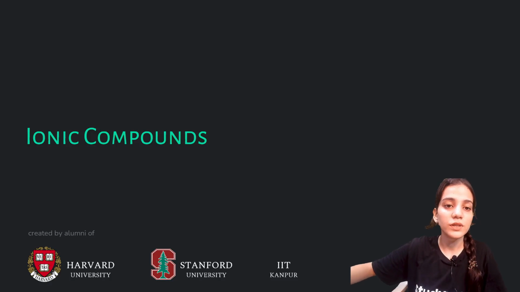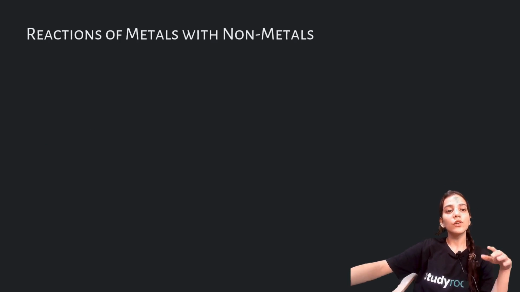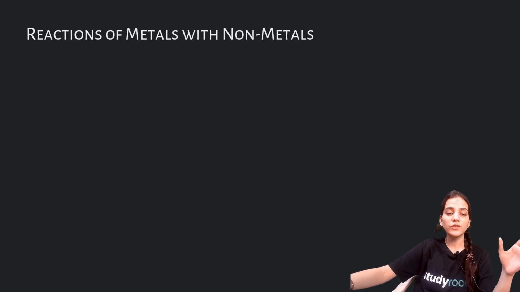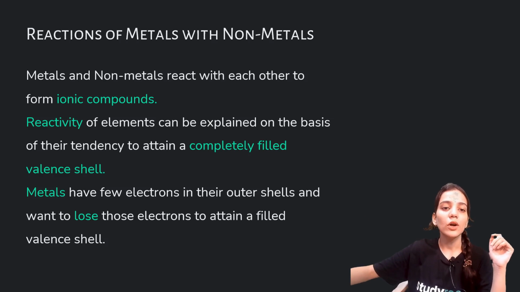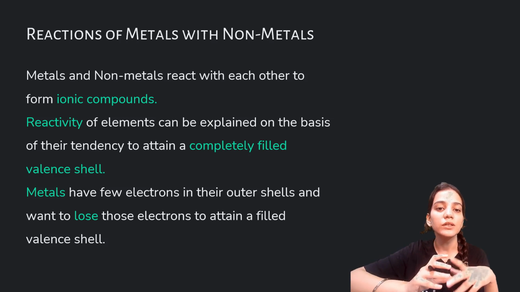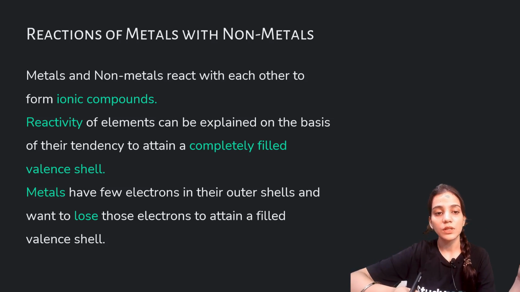Now we are going to study ionic compounds. So first of all, we are going to learn reactions of metals with non-metals. What happens when a metallic compound and a non-metallic compound combine together? Metals and non-metals react together with each other to form ionic compounds.